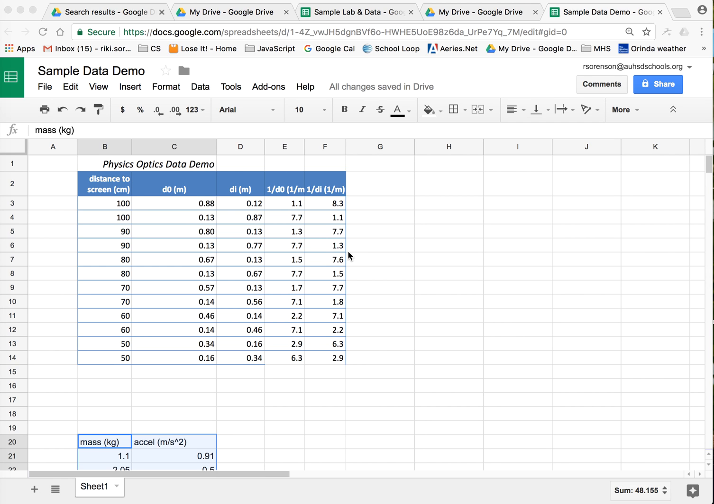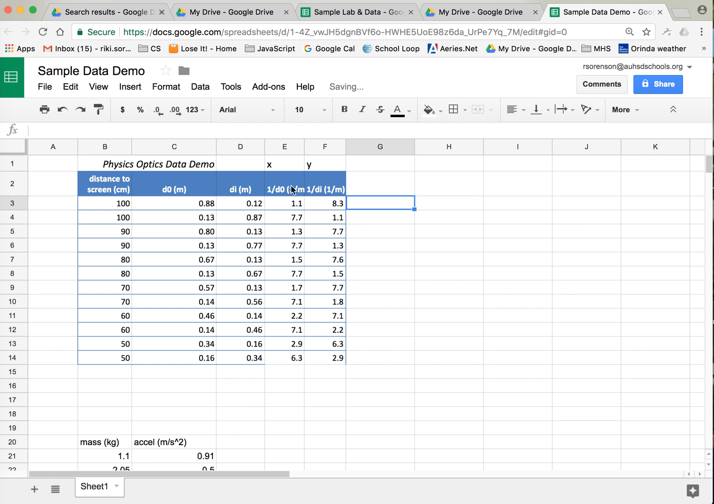Quick lesson on graphing from some data tables that we might have collected for a lab report. We'll have graphs required in many of our different lab reports. So for this particular graph, I want to graph 1 over the object distance versus 1 over the image distance. Now, one thing to think about, we're going to take these two columns and create a graph. Think about this as the x and this as the y-axis.